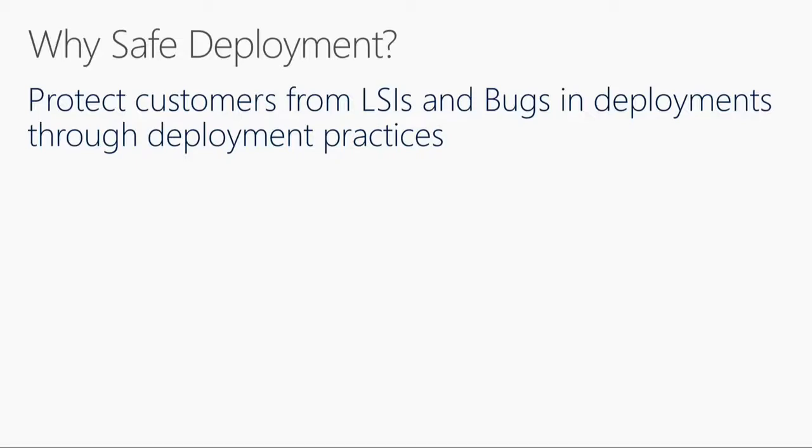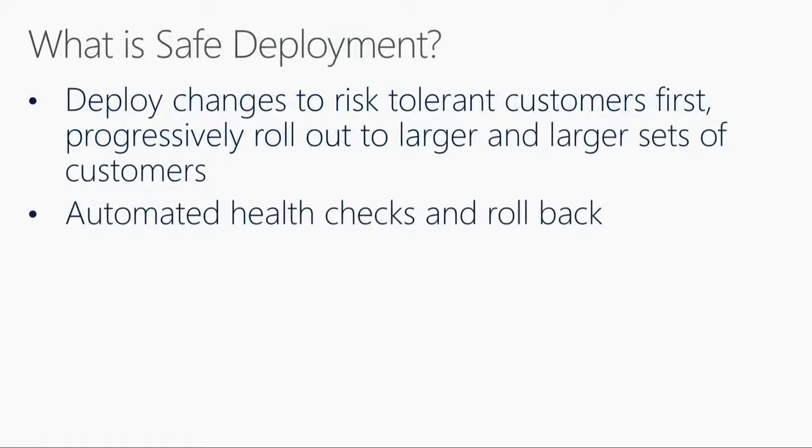So what we do is deploy changes first to a very small set of customers who have signed up for the risk and say, yeah, give me the changes first, and then we'll progressively roll out to larger and larger sets of customers. And then incorporated in that is also having automated health checks and rollback. And bake time is another pretty important principle.